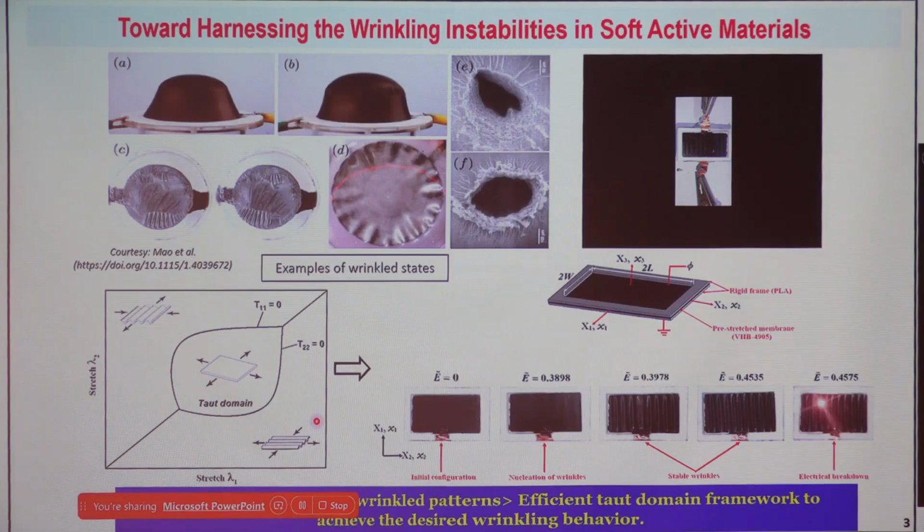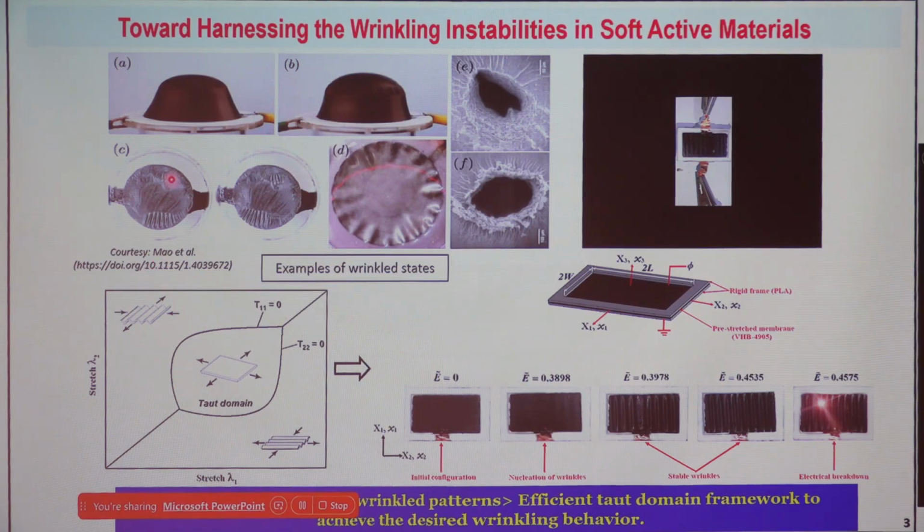It is the representation of the in-plane principal stretches of the soft active material, lambda 1, lambda 2. If both are positive, it is called the tensile configuration or tau domain region. So this region is called tensile, both are positive, you see. If one of them is negative, it's called the wrinkled configuration. Depending on which one is negative, the direction of the wrinkle will be defined based on that.